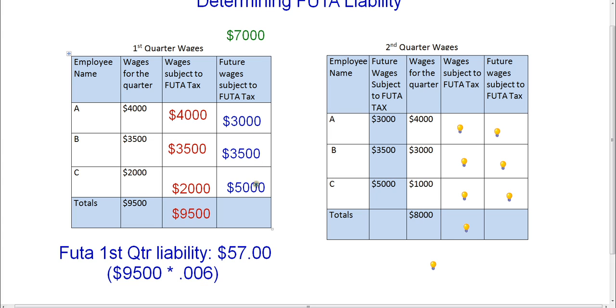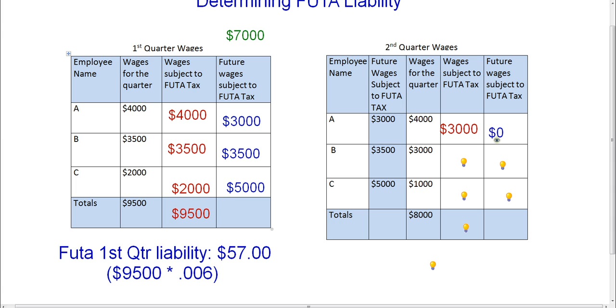We're going to carry these amounts over to our chart for second quarter, because I'm not going to pay more than $3,000 in FUTA tax for employee A. Okay, I'm not going to pay more than I have to. So let's look at second quarter here. For employee A, I owe $3,000, or I have to pay tax on $3,000 more dollars, and he was paid $4,000 in wages. So the wages that are subject to the FUTA tax are only $3,000. This is the limit for paying FUTA tax. Even though I paid him more, I only have to pay FUTA tax on the $3,000 that's left.